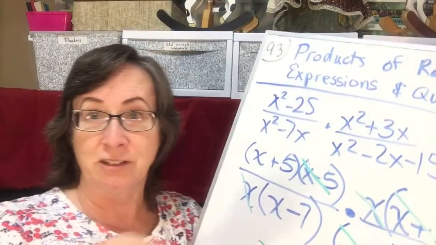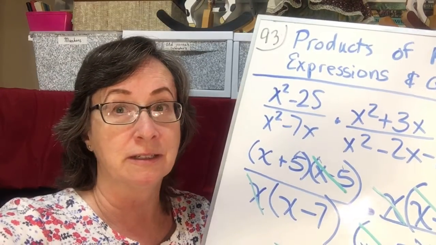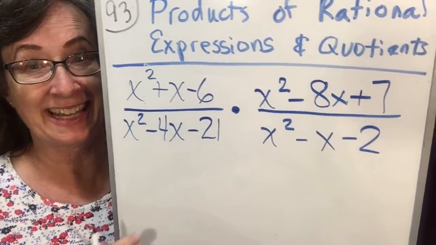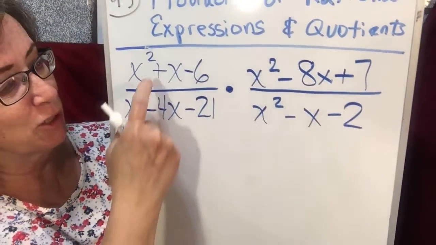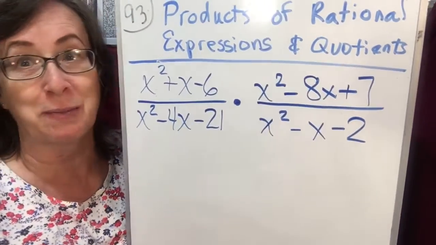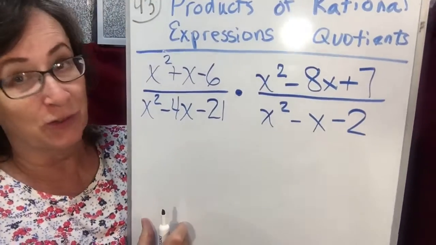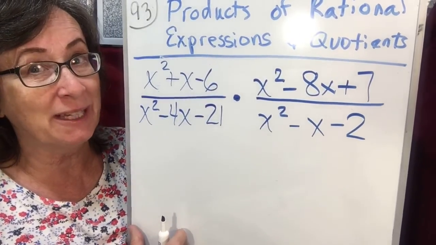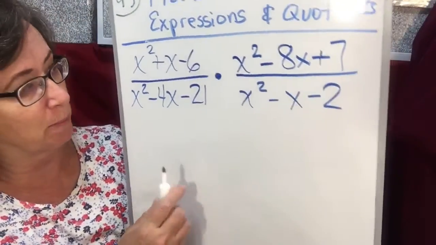Now, factor, factor, factor, factor. Cancel, cancel, cancel, cancel. And then multiply. Here's our second example. We have a trinomial divided by a trinomial and a trinomial divided by a trinomial. So again, factor, factor, factor, factor, cancel anything we can, and then finally multiply together.